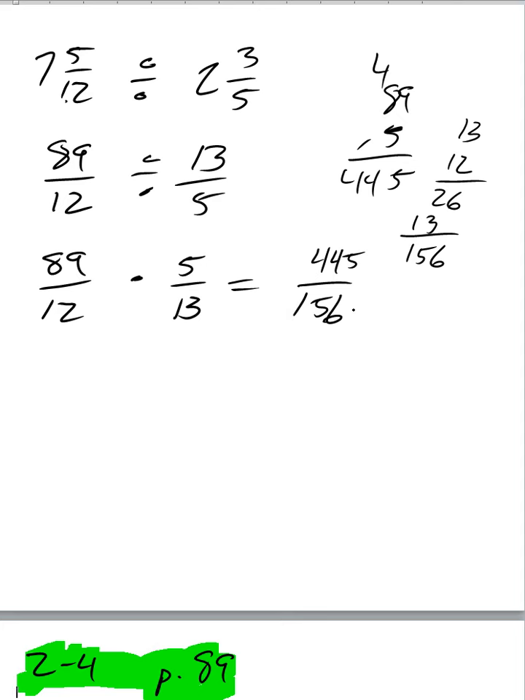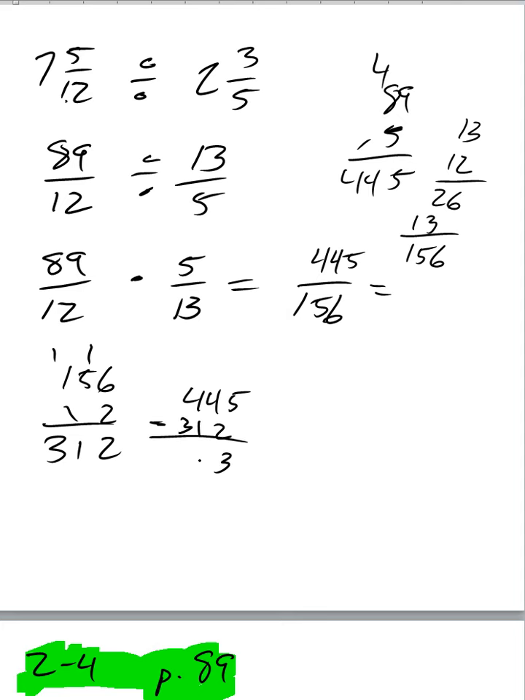So now I have to figure out how many times 156 goes into 445. I think it will go in there 2 times. But it doesn't really do any good to do a long division problem on that. So I'm just going to take 156 times 2. I get 312. 445 minus 312 is 133. So I've got 2 and 133 over 156.